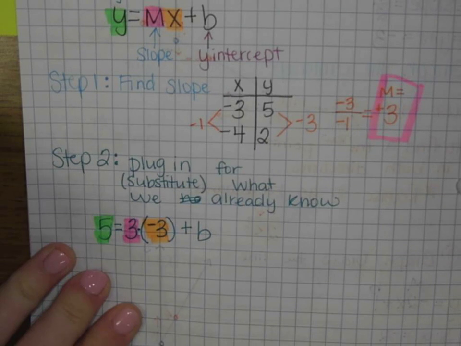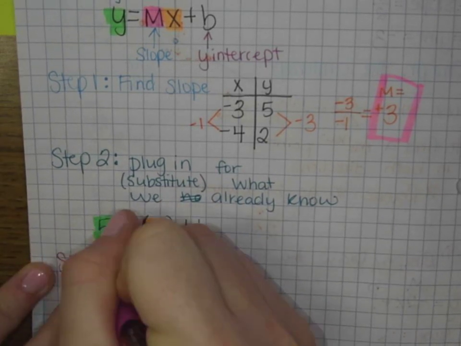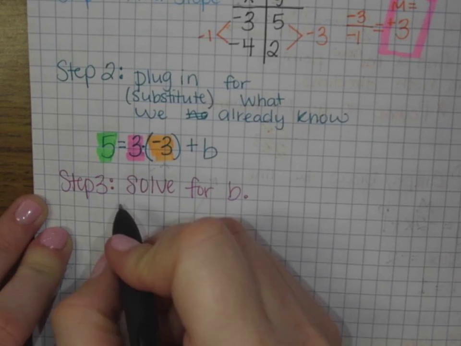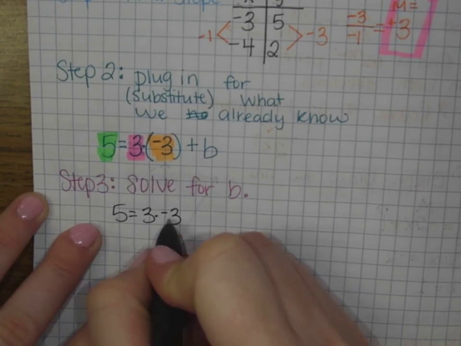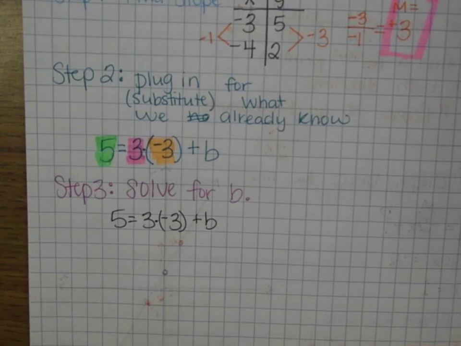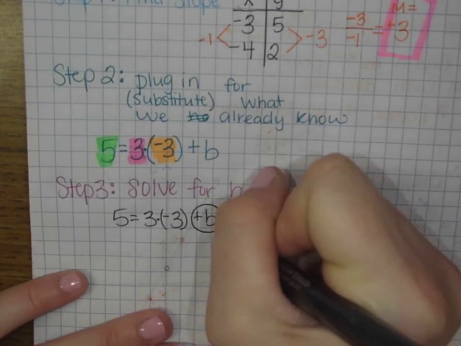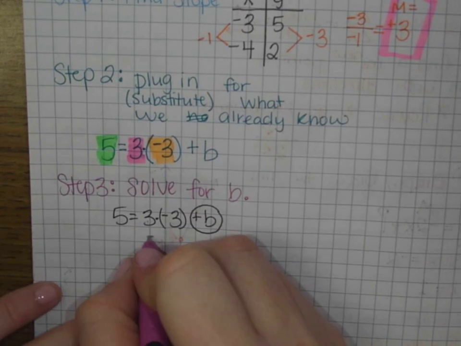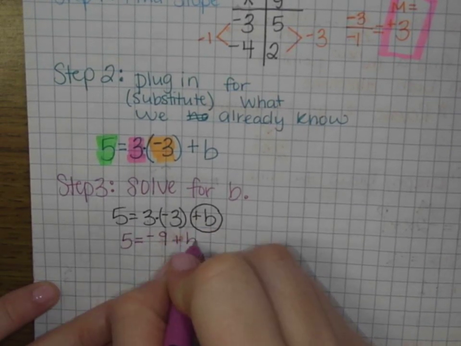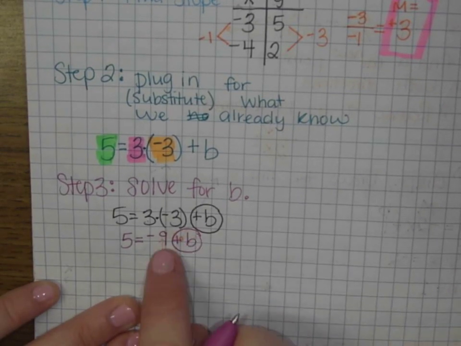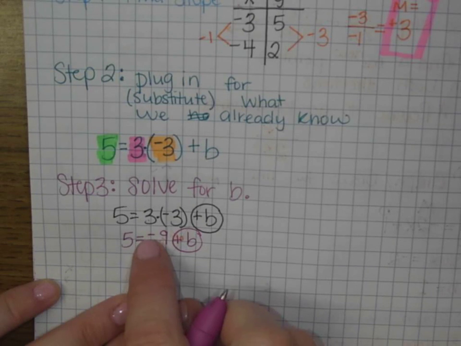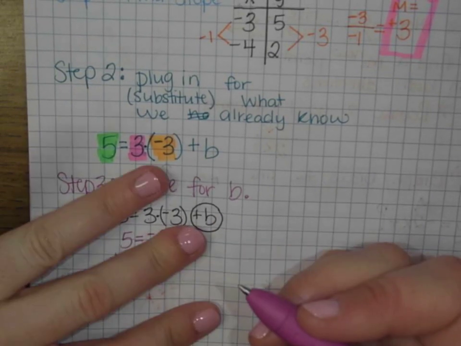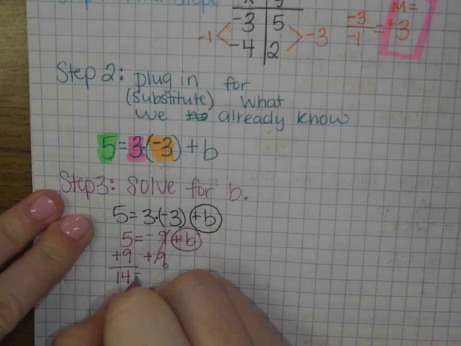Okay, and then the last step you're going to do, step 3, solve for b. So 5 equals 3 times -3 plus b. And solve, just like we have been doing. That's why we solve equations first. So 3 times -3 is -9. Circle my variable so I know what I'm trying to get by itself. So the opposite of -9 is to add 9, and add 9. 9 plus 5 is 14. So 14 equals b.